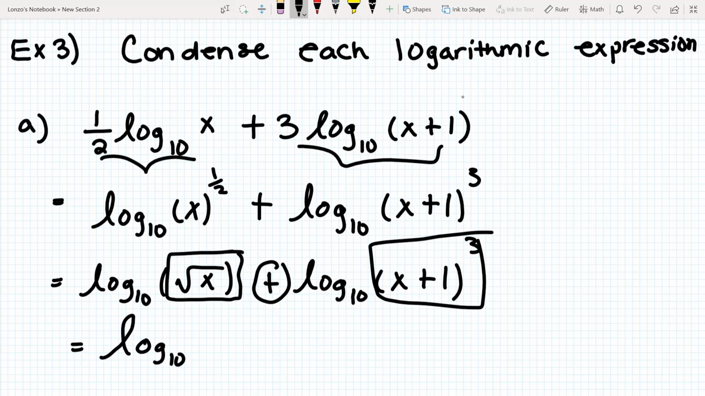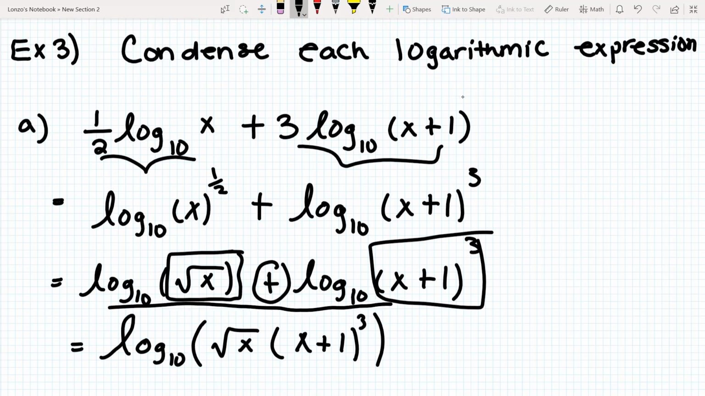So that's going to be log base 10 and then parentheses square root of x, parentheses x plus 1 raised to the cubed, and then close it with another parentheses. So yes, this should be your final answer.